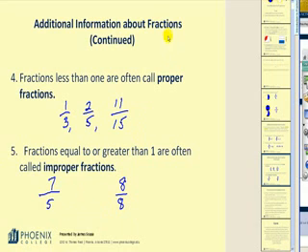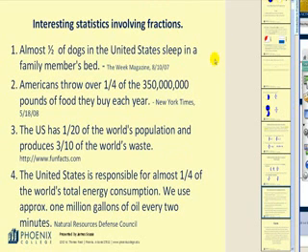I'd like to leave you with some interesting statistics involving fractions. Number 1, almost half of the dogs in the United States sleep in a family member's bed. Number 2, Americans throw away 1/4 of the 350 million pounds of food they purchased each year. Number 3, the U.S. has 1/20th of the world's population and produces 3/10 of the world's waste. Number 4, the United States is responsible for almost 1/4 of the world's energy consumption. We use approximately 1 million gallons of oil every 2 minutes.